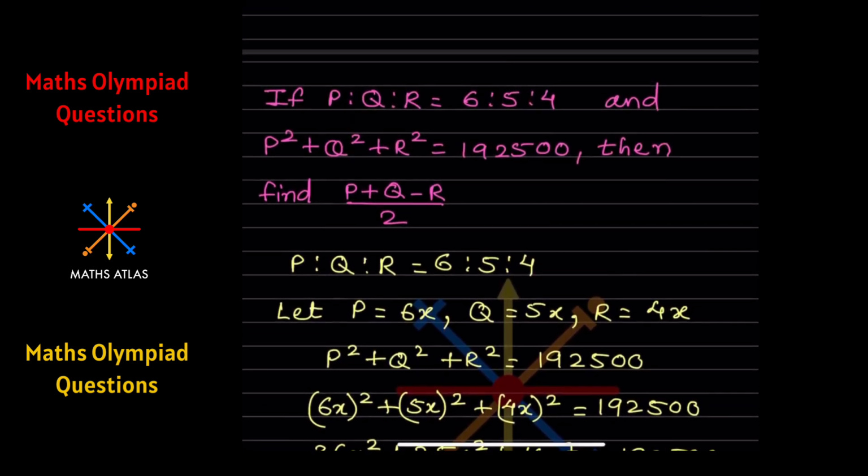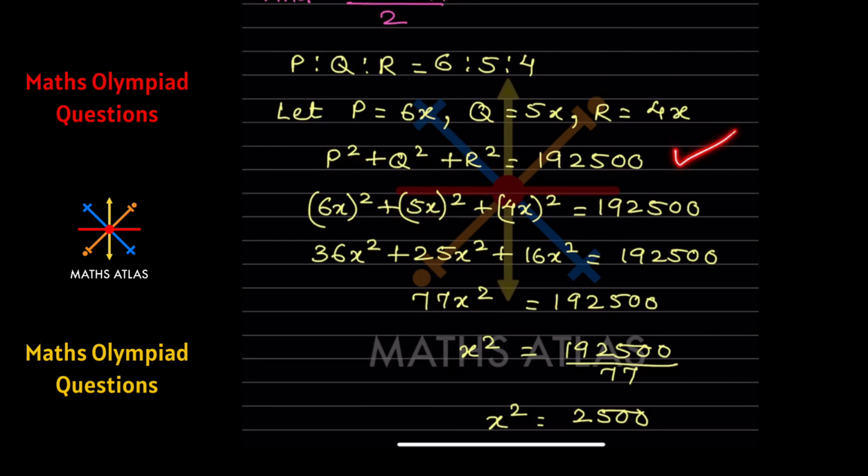Now what did he say here? That P square plus Q square plus R square is 192500. So the same thing is written over here. Now we know that P is 6x, so when we take the square of it, let us write this in a bracket. Same here, 5x is Q, so let us take this also in a bracket. Again, this also in a bracket, that is 4x, R. Now let us see, whenever there is a bracket, the square is for this as well as this. So it will be 36x square. Again here 25x square, 16x square, and this is 192500, the same over here.